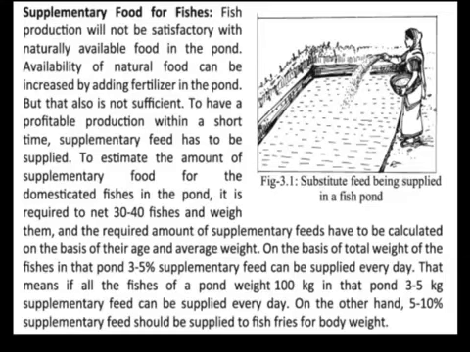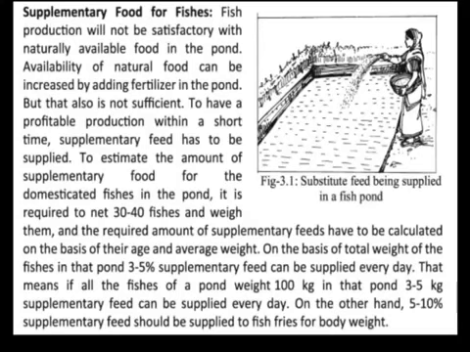On the basis of the total weight of the fishes in the pond, 3 to 5% supplementary feed can be supplied every day. For example, if all the fishes of the pond weigh 100 kg, then we'll have to supply 3 to 5 kg of supplementary feed every day in the case of big fishes.